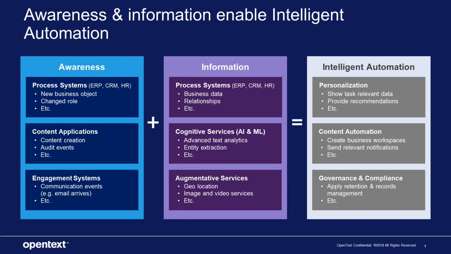So intelligent automation for us means to bring together awareness of what is happening in the leading system, such that we know what is happening in Salesforce and SAP, but also that we know what is happening in content applications and in the Office 365 world. This gives us a full insight of things that are happening in the leading system. And we combine that with the information we get from the leading systems, or the information that we drive with intelligent automation and cognitive services, so that we make use of this information and derive meaning from it. And if we combine the two things, we can do really clever things. Intelligent automation, like personalization, showing everybody the right things, content automation, or governance and compliance automation.